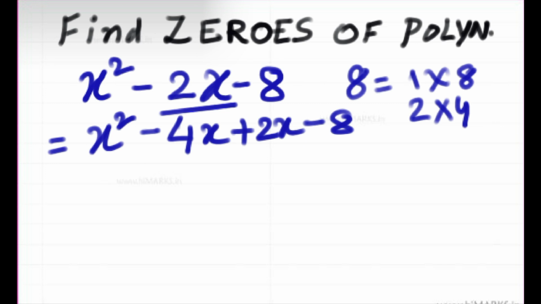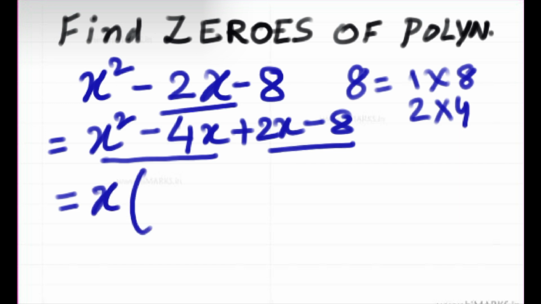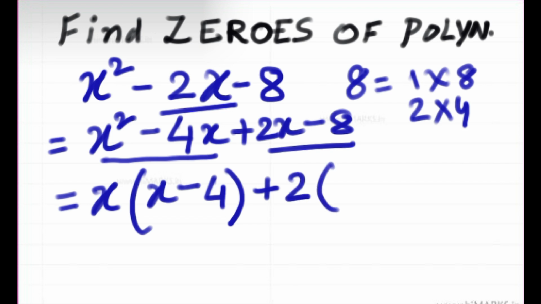See, this middle term is broken into two parts. Now it is taking common. This is the first part and this is the second part. Out of these first two terms, we put x common, so the first part remains x into x minus 4. Out of these two terms, common is 2 and remaining is x minus 4.